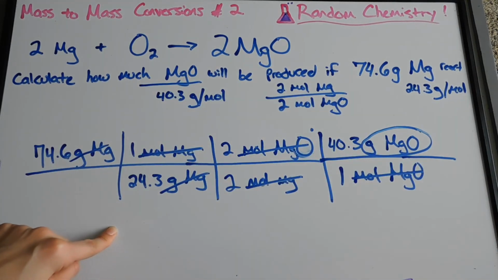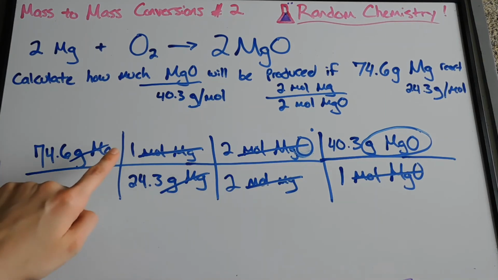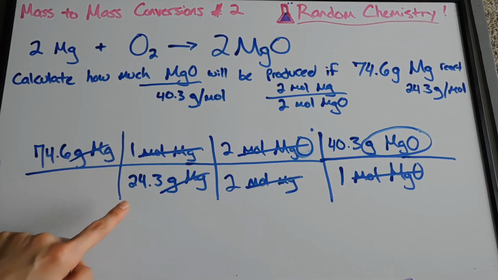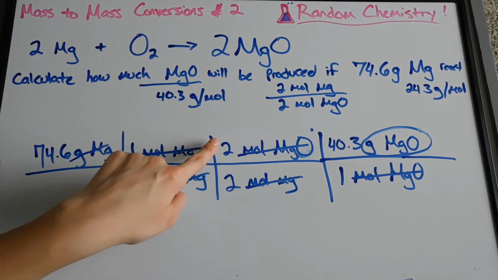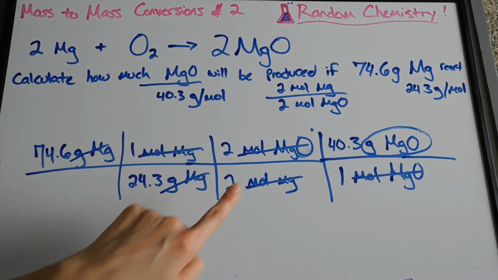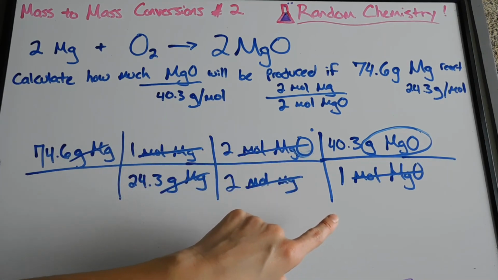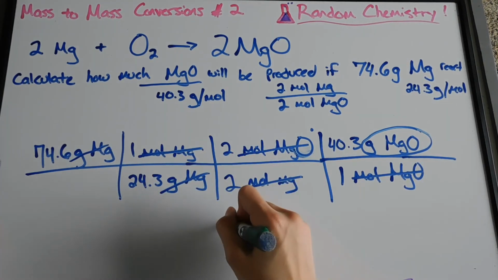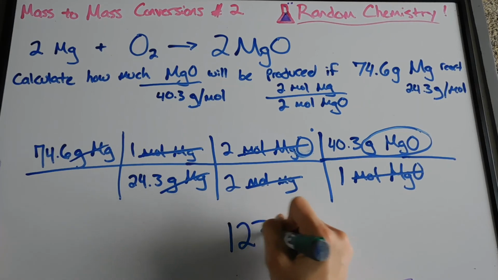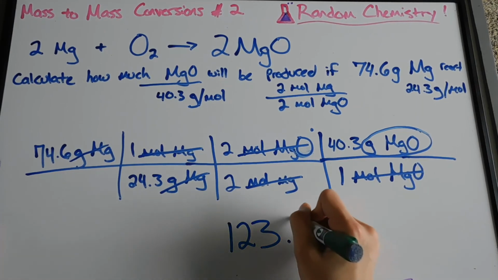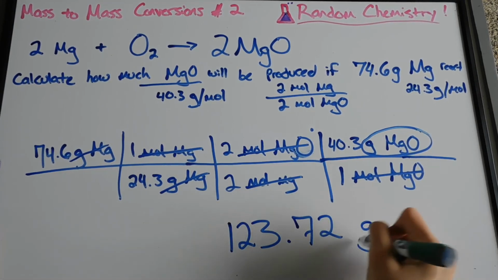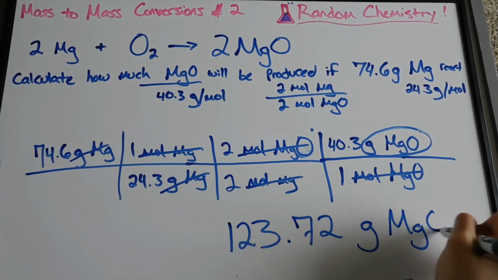Now I plug this into my calculator. 74.6 times 1 divided by 24.3 times 2 divided by 2 times 40.3 divided by 1. When you plug that into your calculator, you should get 123.72 grams of MgO.